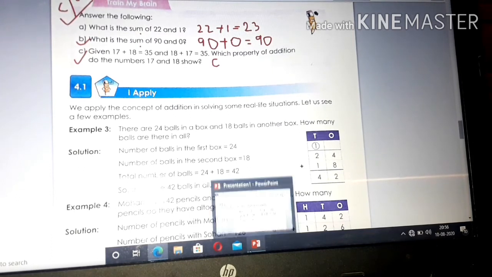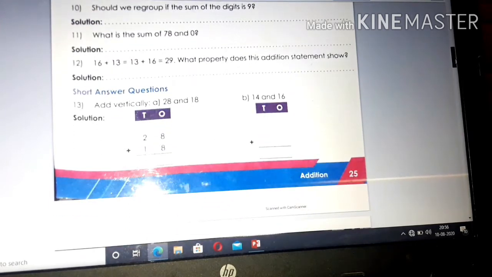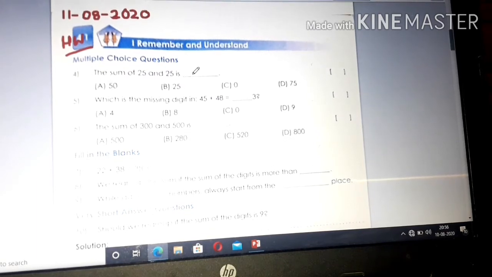So let's now take out your workbook and discuss the answers there. Page number 25. This will be your homework, children. I am discussing the answers, you can do it yourself. The first one, the sum of 25 and 25. Sum means plus, isn't it? This word is used in addition. So you are going to add 25 plus 25, get the answer here, and choose the correct answer.